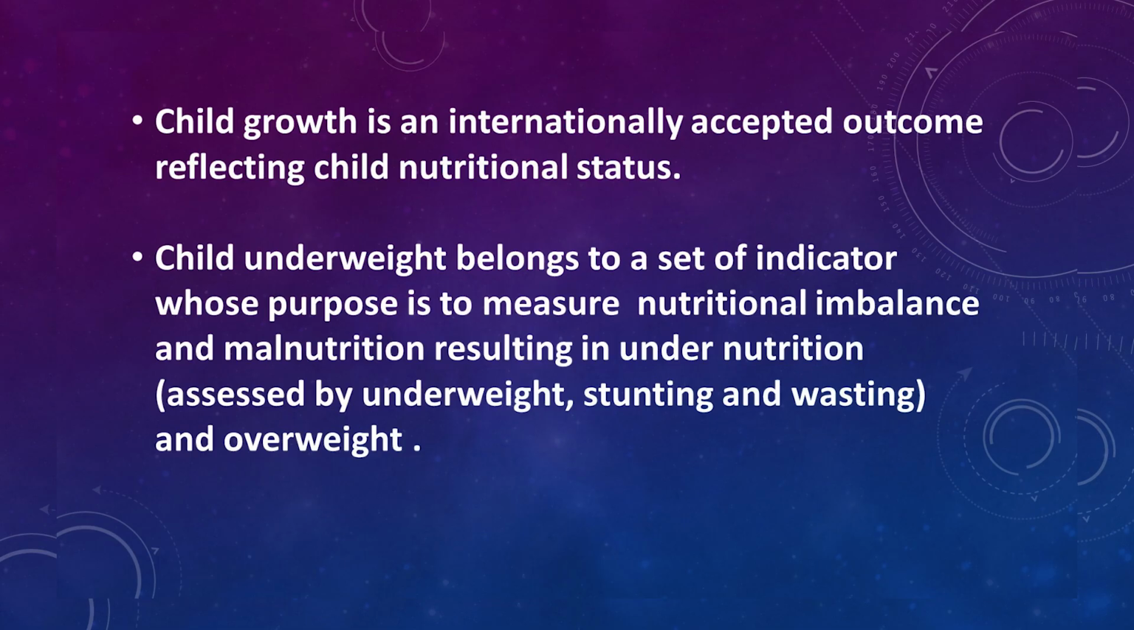Child growth is an internationally accepted outcome reflecting child nutritional status. Child underweight belongs to a set of indicators whose purpose is to measure nutritional imbalance and malnutrition resulting in undernutrition, assessed by underweight, stunting and wasting and overweight. So, child growth is an internationally accepted outcome reflecting the nutritional status. A child showing low growth on the lower side, like wasting, underweight, stunting, is suggestive of the nutritional status of the child.